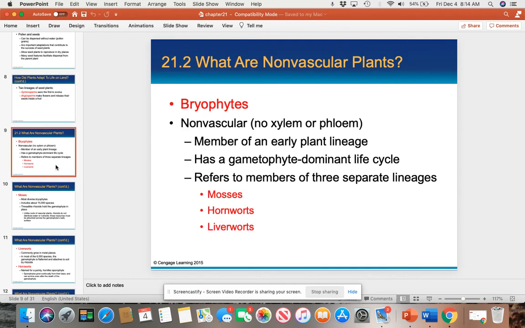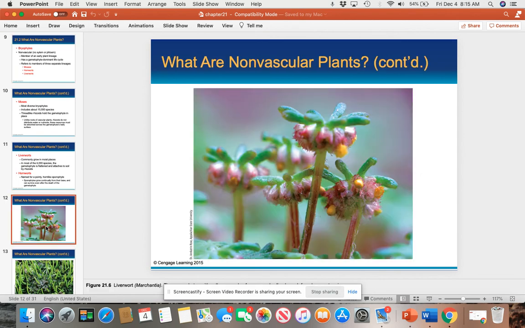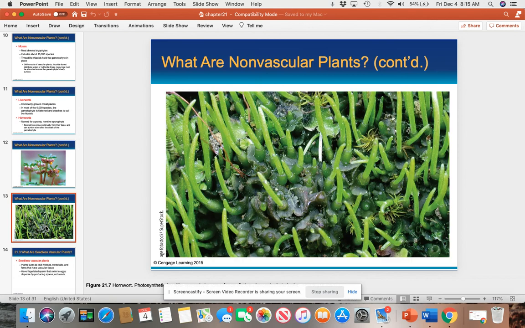So the first group, bryophytes, these are non-vascular, so they lack xylem and phloem. These include mosses, hornworts, or liverworts. And so they pretty much grow close to the ground. Liverworts, hornworts, but you know your mosses are these carpeted green plants that grow pretty much on barks of trees, concrete, any place that's moist.